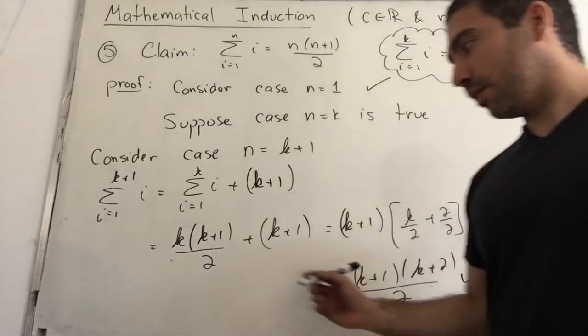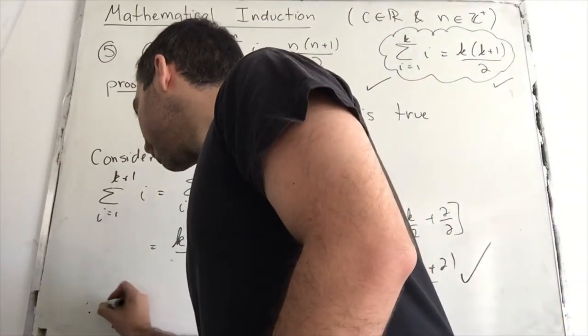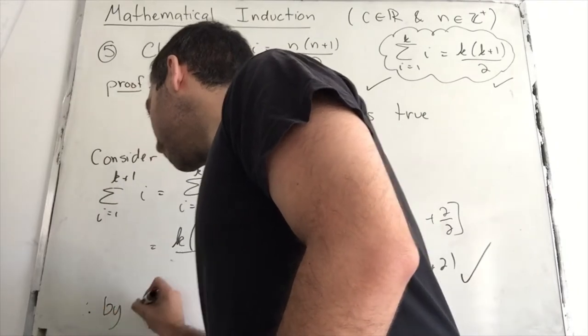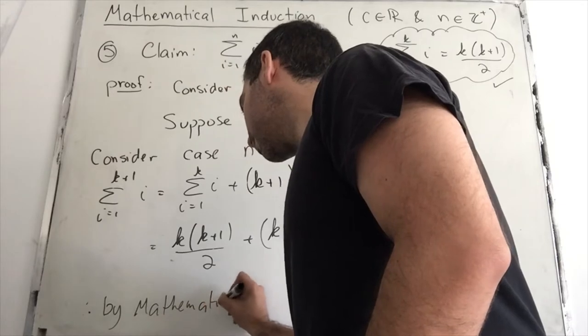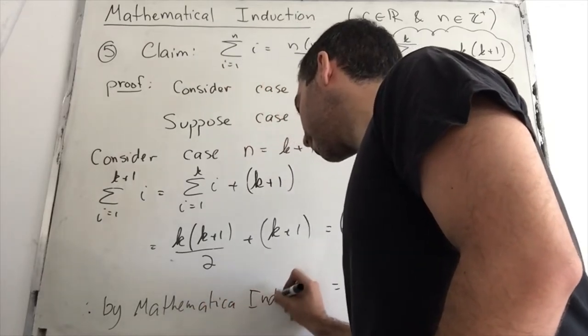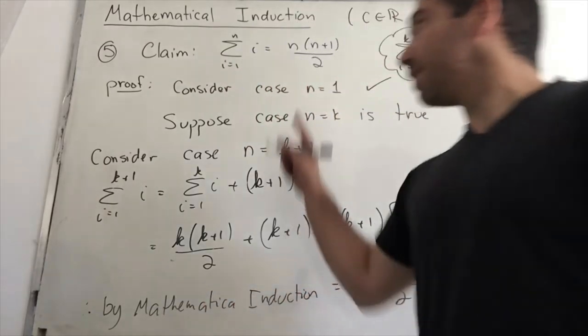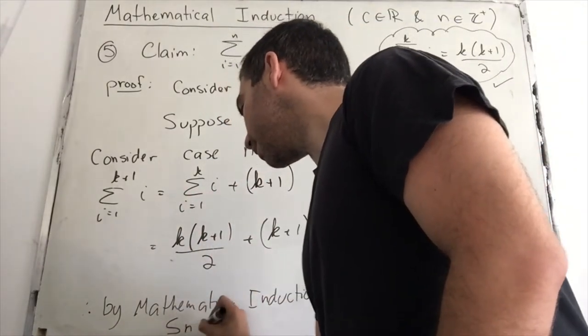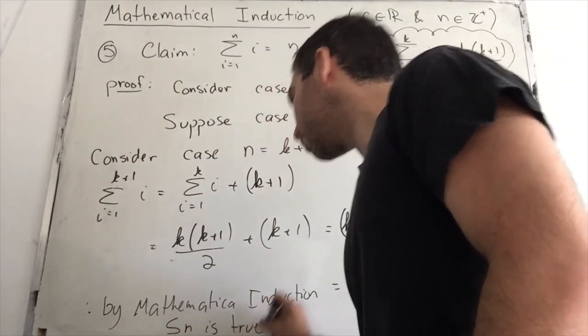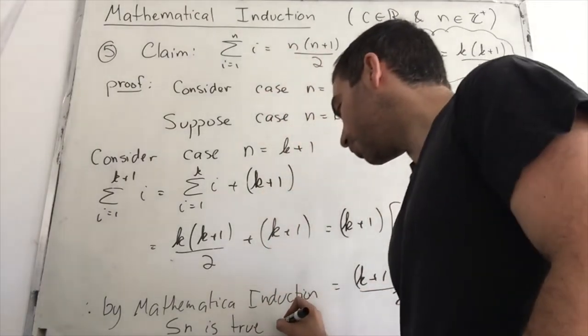And therefore, by mathematical induction, this statement here is true for all n. We'll call this thing here S_n. S_n is true for all n.